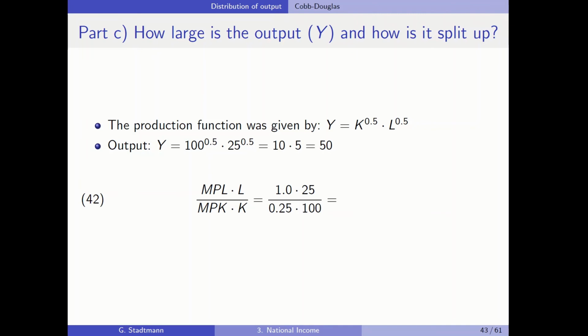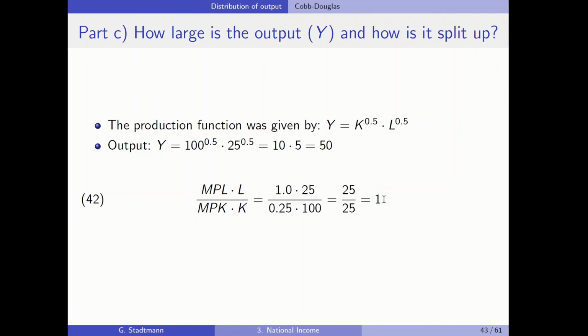And how is it split up? We talked about that already. The marginal productivity of labor, which is equal to the real wage, is equal to 1. 1 times 25 labor units, so 25 units go to the factor labor. Marginal productivity of capital is equal to the real rent. The real rent in equilibrium is 0.25. 0.25 times 100 is equal to 25. So 25 units go to the factor labor, 25 units to the factor capital.